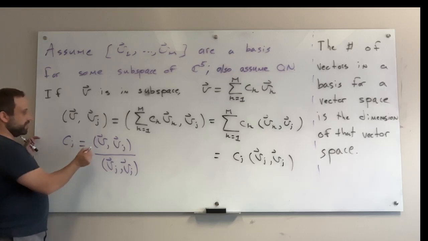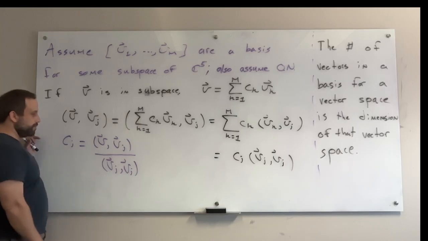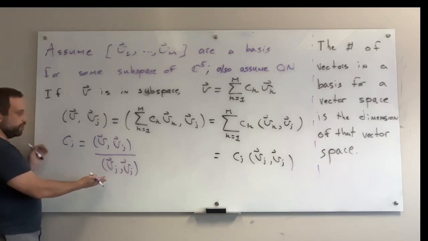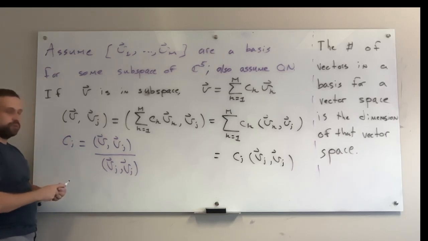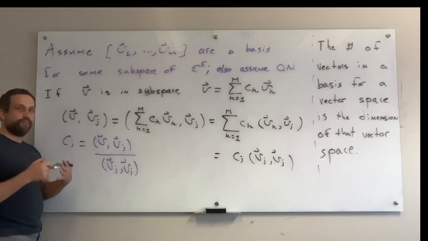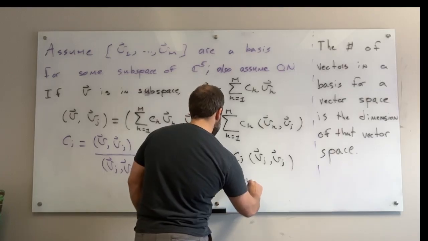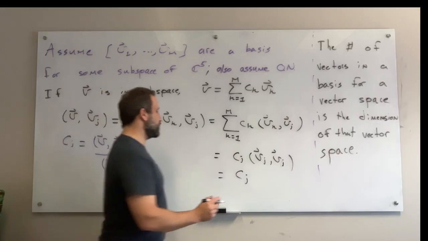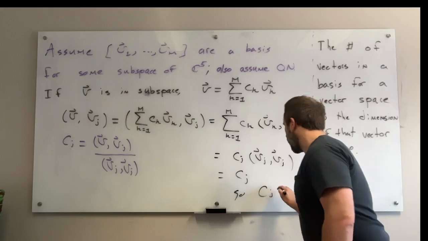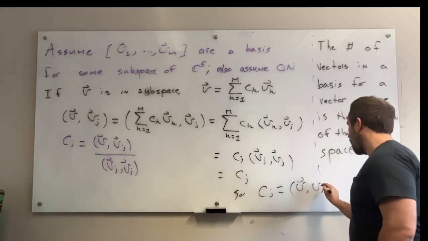So Cj is equal to the inner product of V and Vj divided by the inner product of Vj and Vj. Okay, now, in our case, the inner product of Vj with itself is equal to 1, because our set of vectors, in addition to being orthogonal, are normalized, so they have unit length, and so this is 1. And so yes, you are correct that this is equal to Cj. And so in this case, we just say Cj is equal to the inner product of V and Vj.